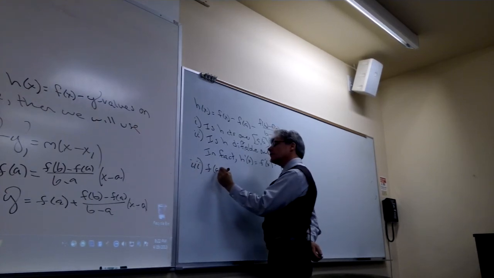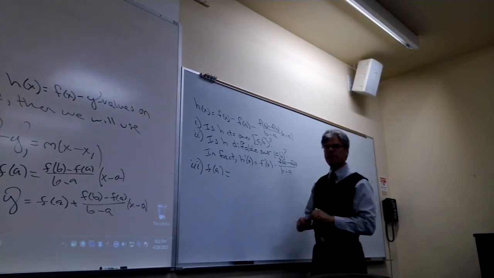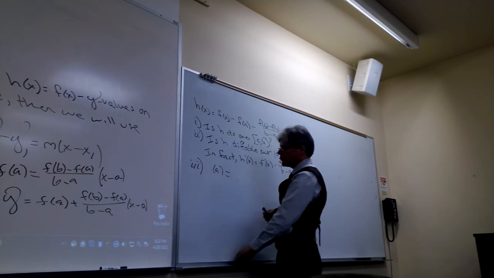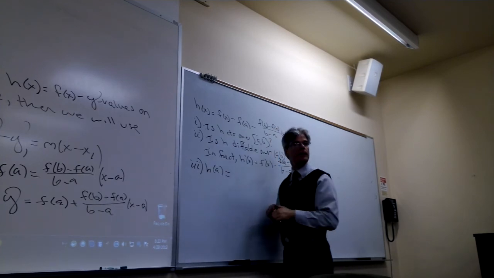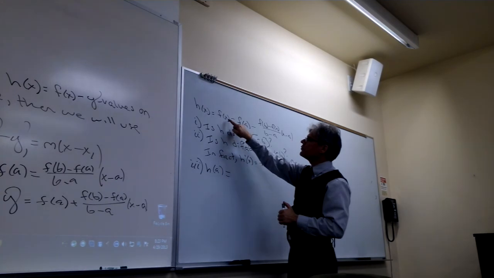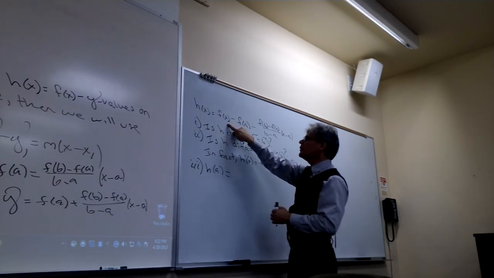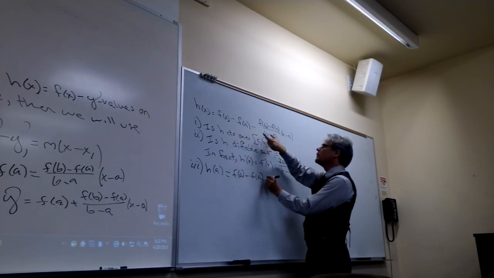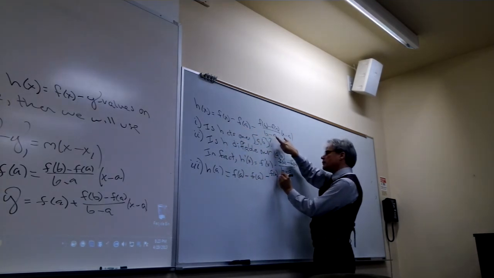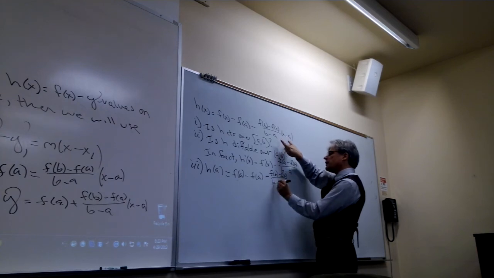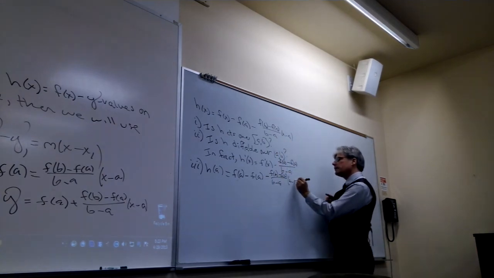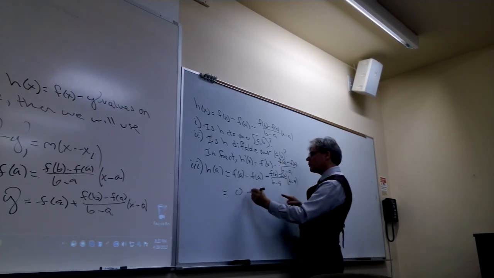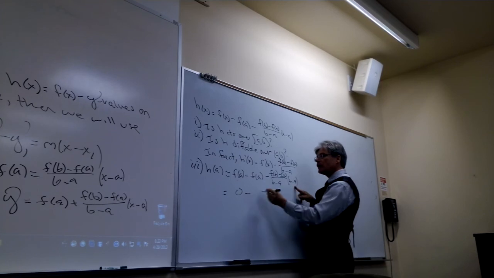Let's see what f of a is. I misspoke. Everybody, I really misspoke. I meant to say, let's see what h of a is with this whole new function. So you ready? When I plug a in for x in h, don't I get f of a minus f of a, minus f of b minus f of a all over b minus a, times a minus a? But isn't this just simply 0 minus 0, which is just 0?